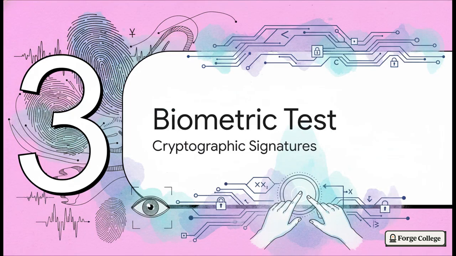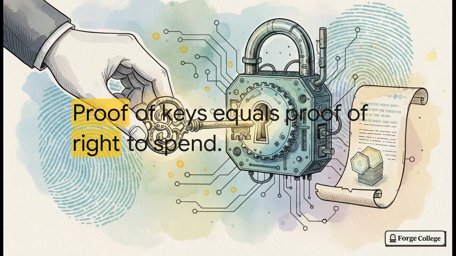Moving right along to Section 3, signatures, the biometric test. Okay, so our traveler had the right paperwork and the funds are available. Awesome. But are they who they say they are? This brings us to the third desk, the crucial biometric scanner, where identity is mathematically proven. This right here is the ultimate authenticity test. Proof of keys equals proof of the right to spend.